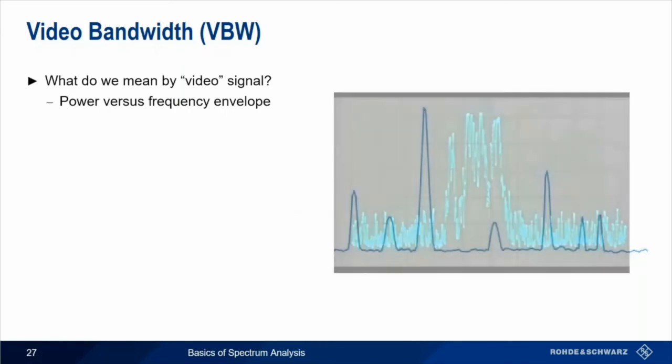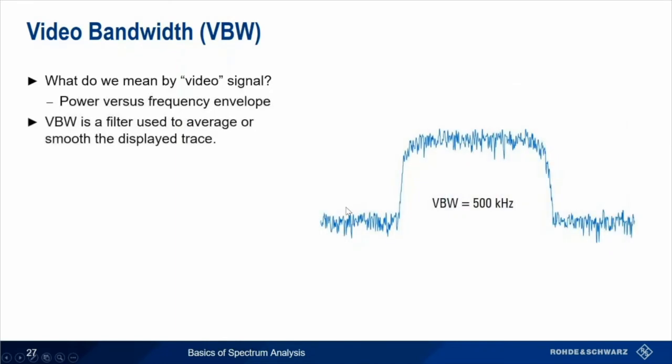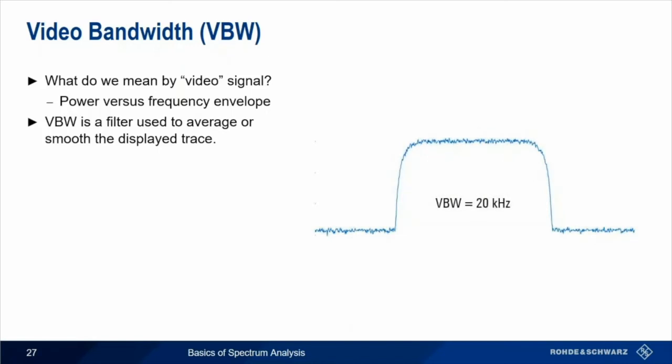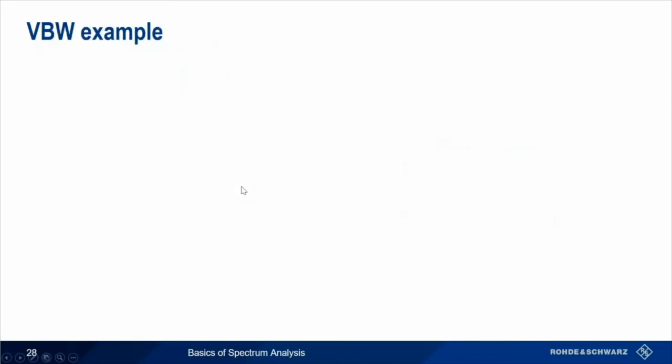Why is it called video? Well, in the old days, the signal was applied to the vertical deflection of a cathode ray tube in order to draw a video trace on the screen. In modern spectrum analyzers, video bandwidth is a type of filter used to average or smooth out the displayed trace. One very important thing to remember is that the video bandwidth only affects how the signal is displayed, not the way it is measured. This is unlike resolution bandwidth, so be sure not to confuse the two.